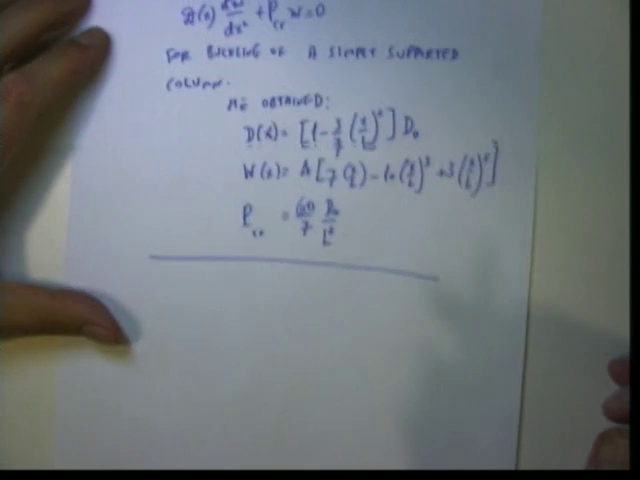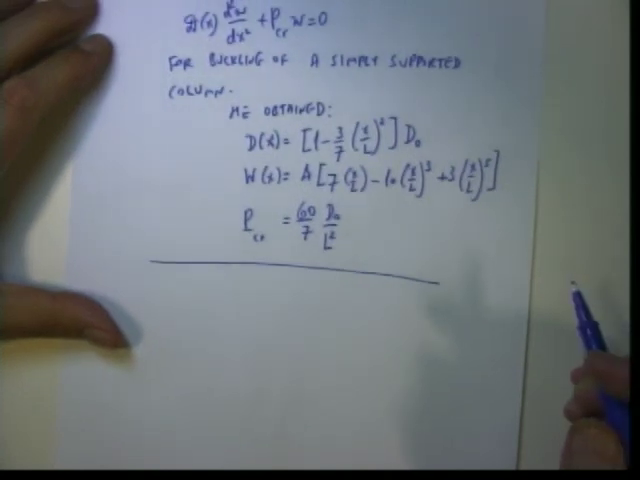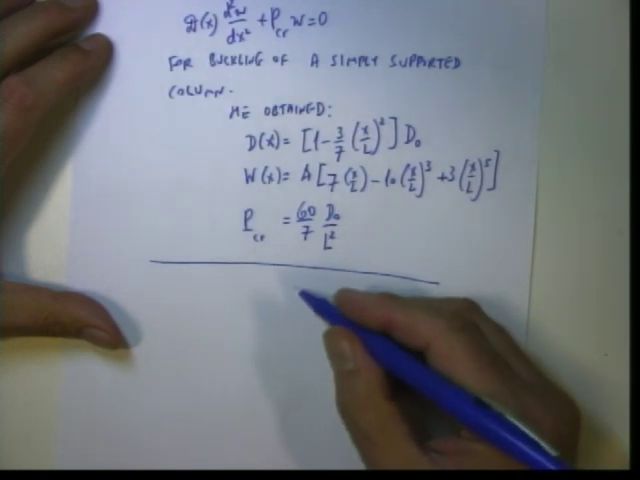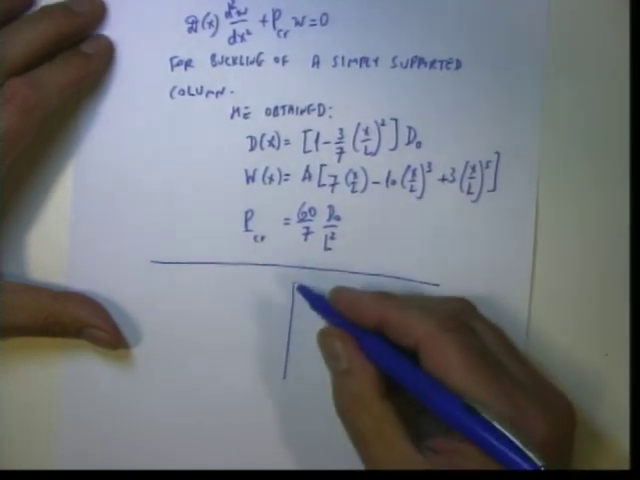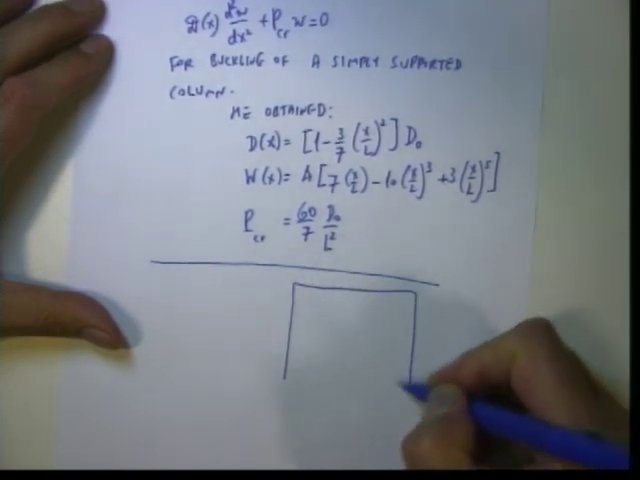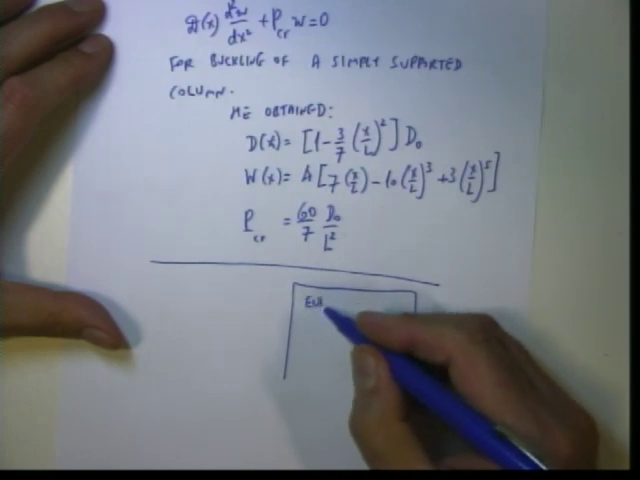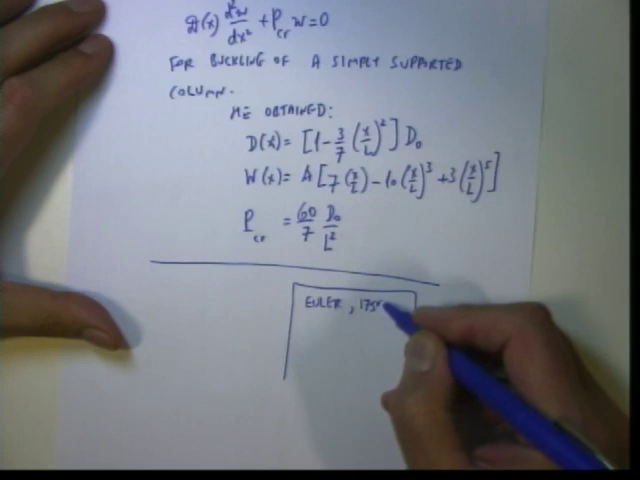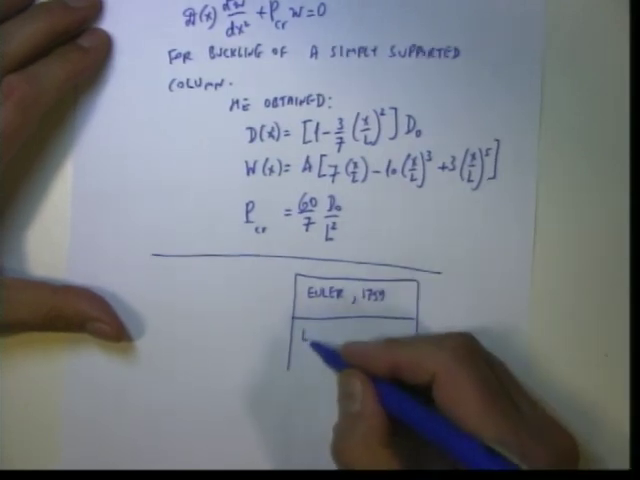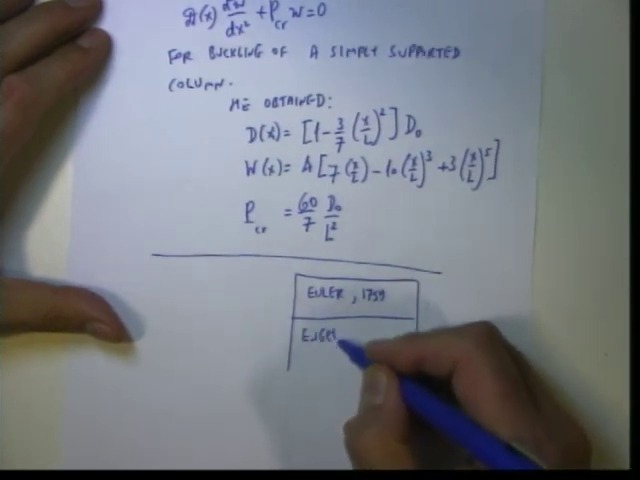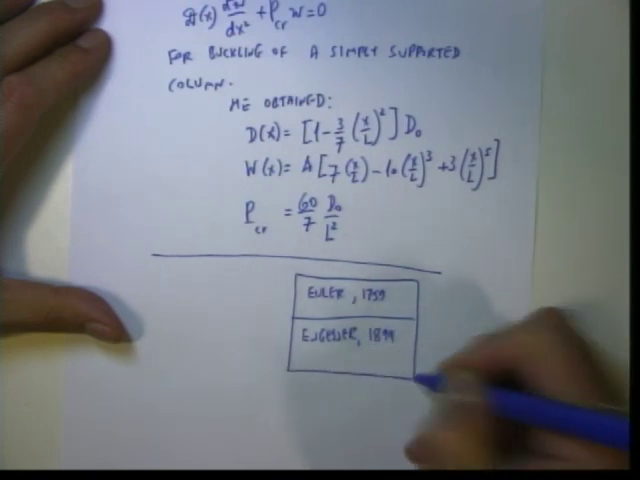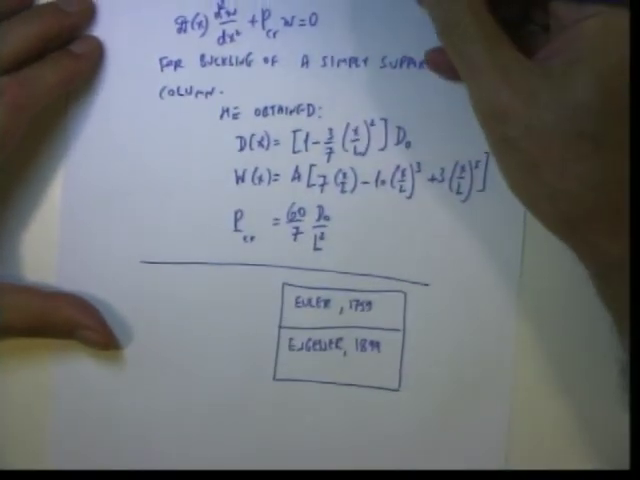You remember this, I hope. We did discuss this topic. So just a reminder that prior to him, solutions were obtained by Euler, 1759, and Engesser, 1899. This guy, 1937.